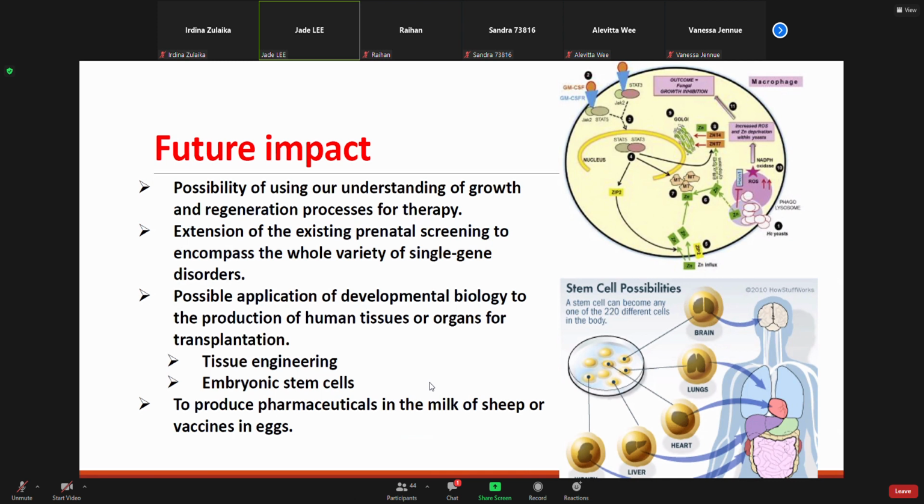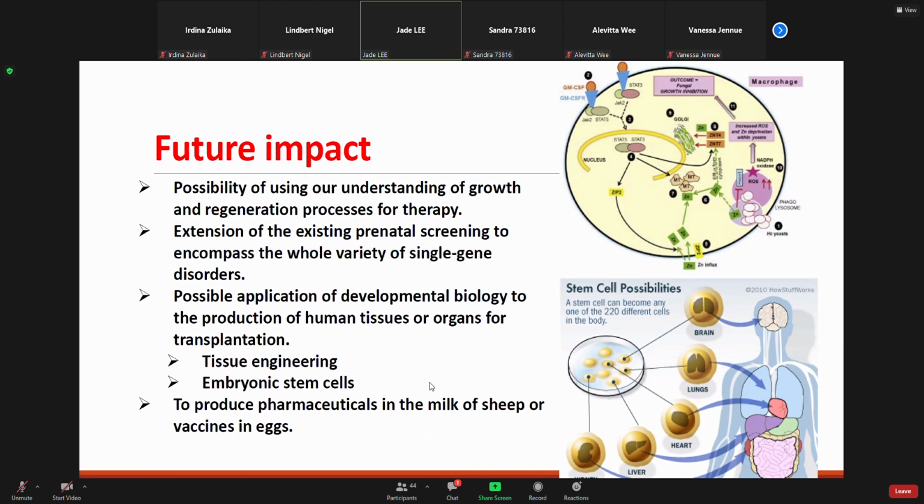Okay, or the extension of the existing prenatal screening to encompass a whole variety of single gene disorders. You can check whether you have any possible gene disorder or not, and also possible applications of biology to production of human tissue or organs for transplantation, such as tissue engineering or embryonic stem cells. Yeah, have you heard of stem cells, embryonic stem cells? And tissue. Yeah, for example, you can culture the stem cell, and after that you can treat certain diseases.